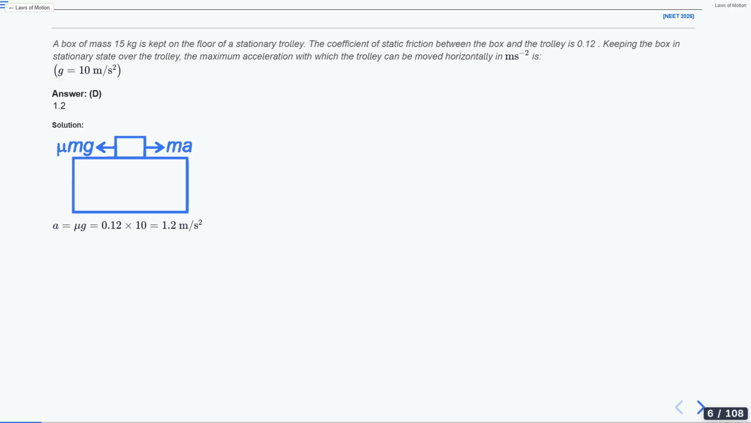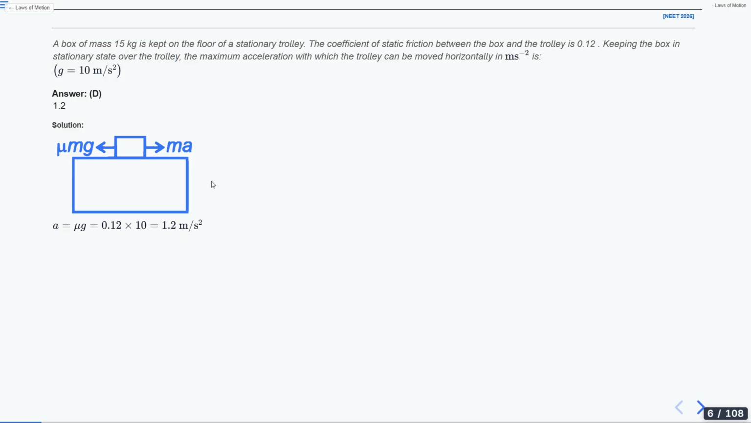Now if we want to put this block at rest, keeping the box in the stationary state over the trolley, which is what has been asked in the question, we have to equate the forces. The net force on it must be 0. So mu times mg must be equal to m times a for keeping the box in the stationary state.